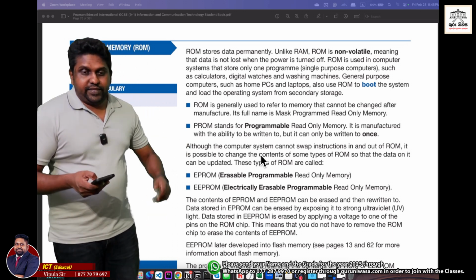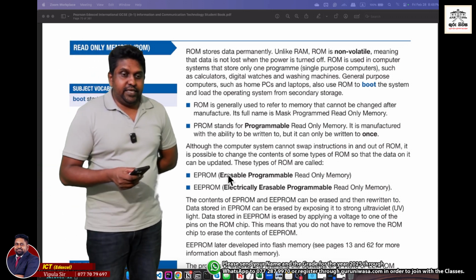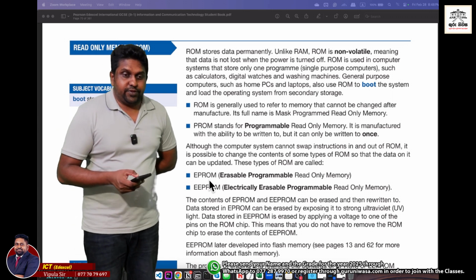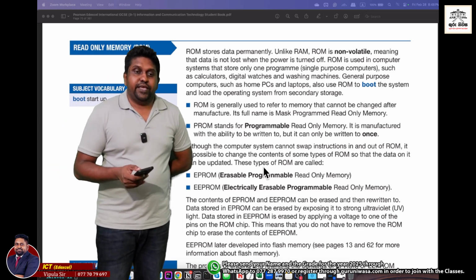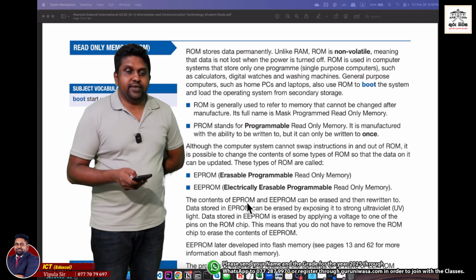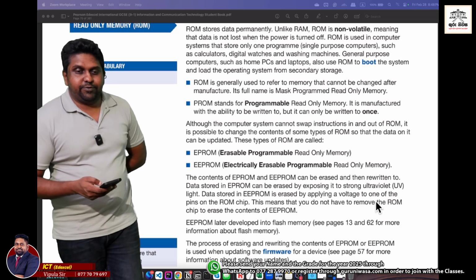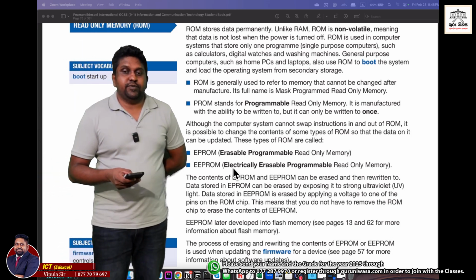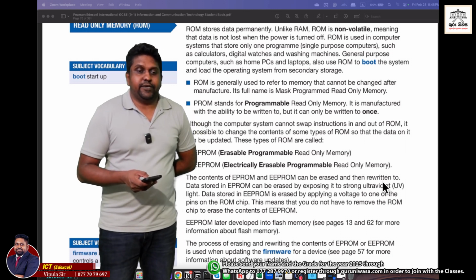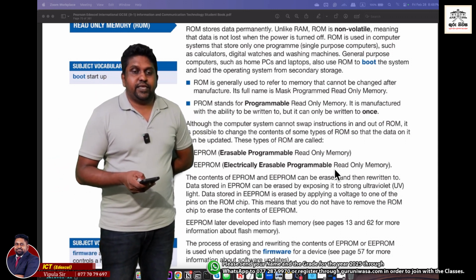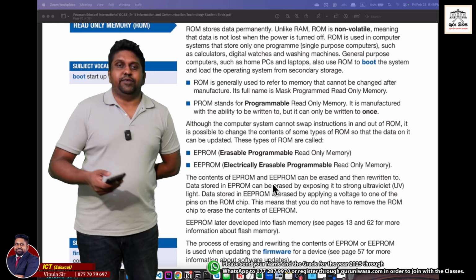Then we do have another two different types. One is EPROM, erasable programmable read-only memory, and we have EEPROM, electrically erasable programmable read-only memory. So we have two different types. These two work in the same way, but these ROMs can be erased and reprogrammed.